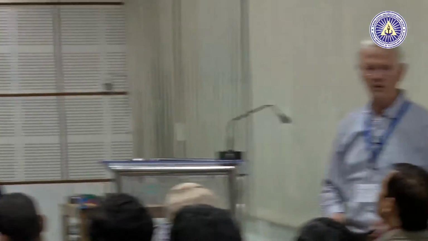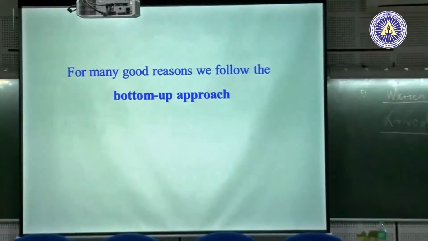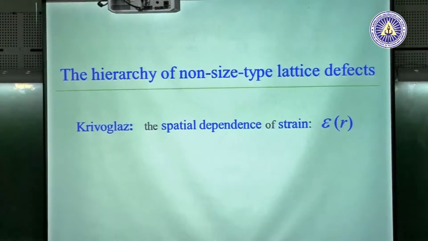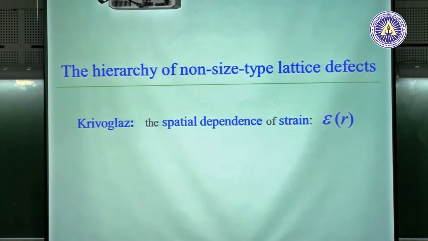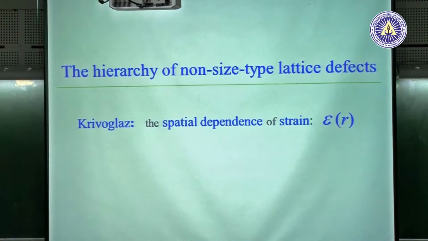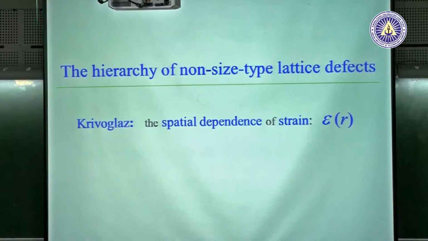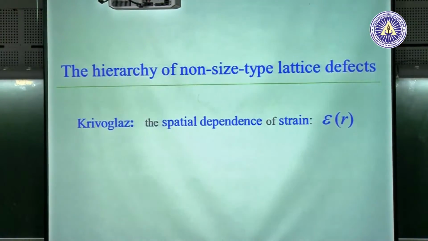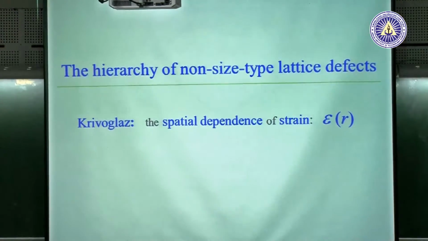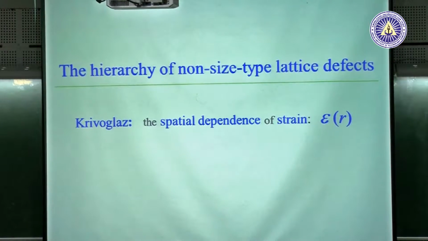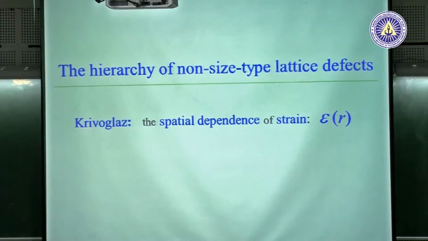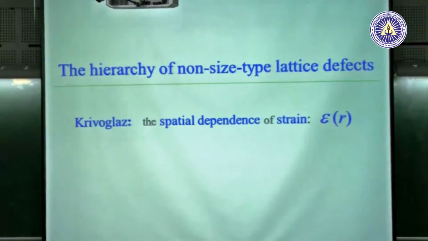Yeah, so for many good reasons, I would like to turn to the bottom up. I told you this. Before we go on, let me show you the concept of the hierarchy of non-size type lattice defects. Size type is the grain size or the subgrain size, or twins or stacking faults. Why twins or stacking faults? It has a very simple reason.